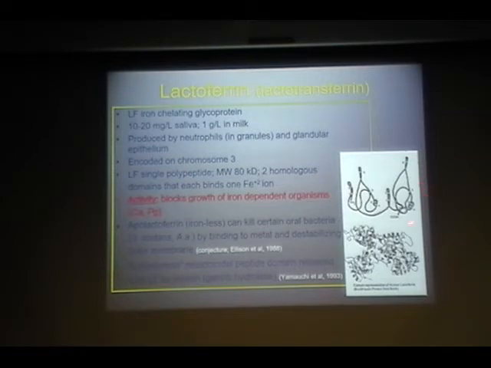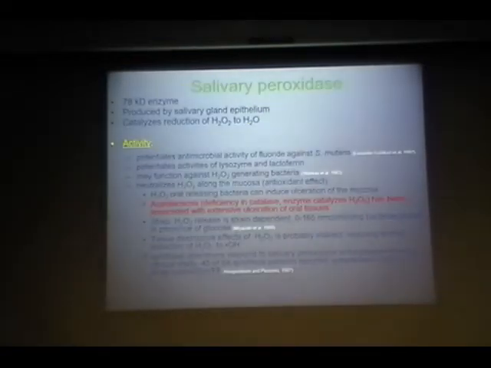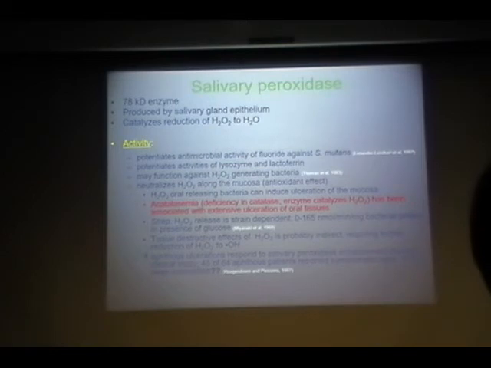So what you see here is the molecule itself, and there are two sites for the ferrous ion to be sequestered into. So each molecule has two sites for the iron ion or the ferrous ion to get trapped. And this is another busy slide. What do you need to know about this?